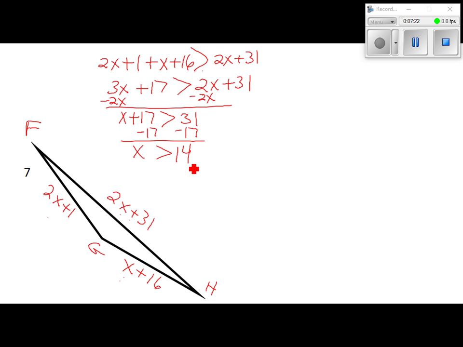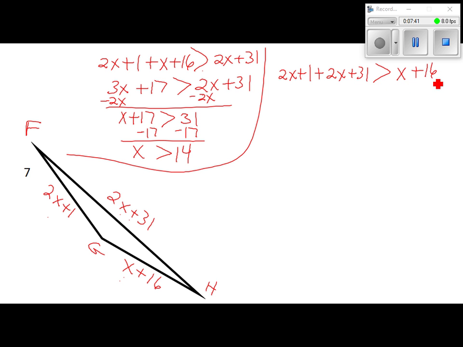Now that doesn't mean that that's all x can be. That's just one of the things. So we got that. Then we pick 2 other sides. I'm going to pick 2x plus 1 plus 2x plus 31. And that should be greater than the third side, which is x plus 16. We collect like terms again. That's 4x plus 32 is greater than x plus 16.